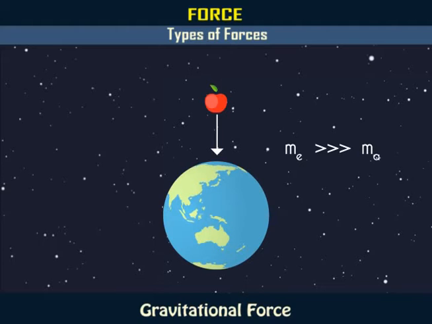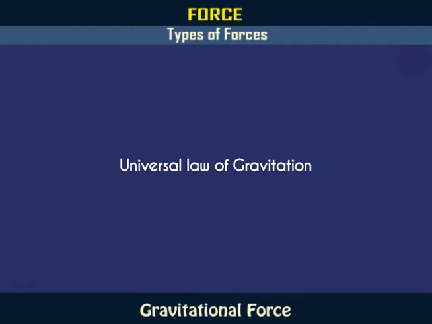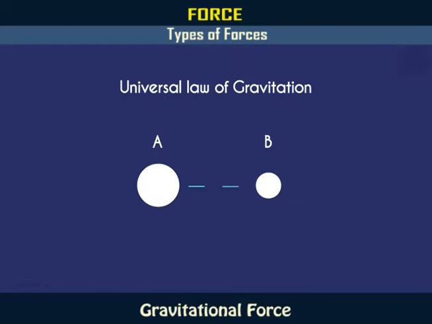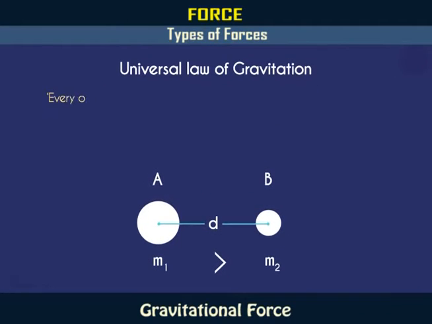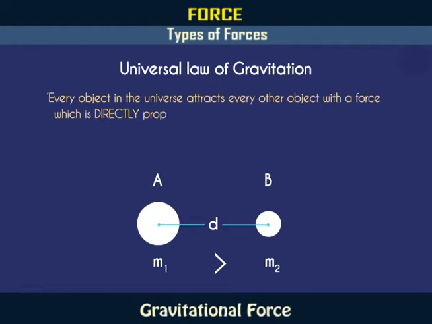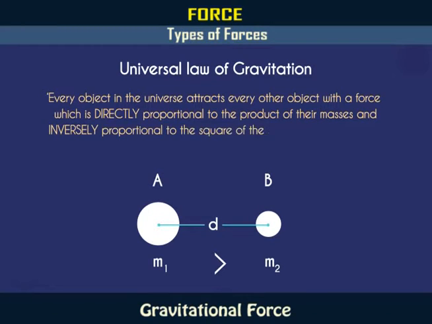To understand this concept, we need to understand first something called the universal law of gravity. Consider two objects A and B separated by a distance d, which is the distance between their centers. If the mass of A is m1 and that of B is m2, and that m1 is greater than m2, the universal law of gravitation says that every object in the universe attracts every other object with a force which is directly proportional to the product of their masses and inversely proportional to the square of the distance between them.